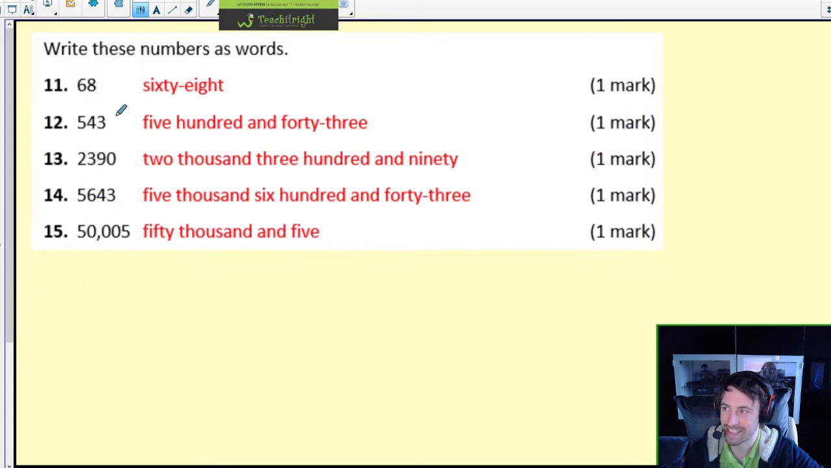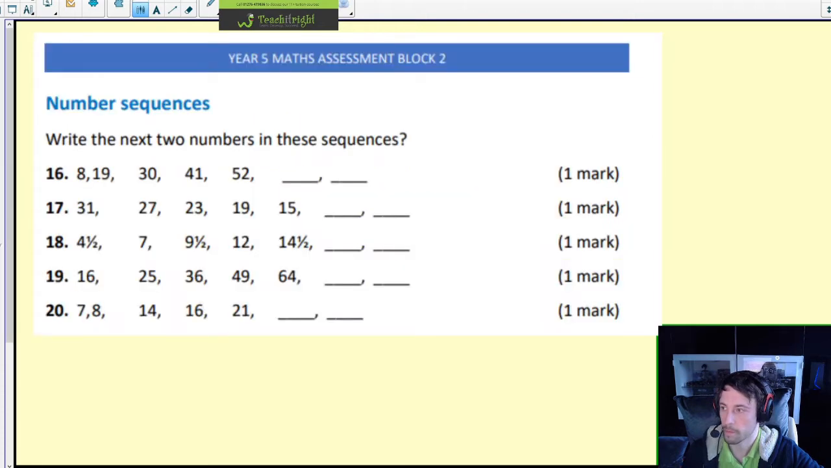Next section, writing it as words. So we would say 68,543, 2,390, 5,643, and then 50,005. So next one is the number sequences section here.